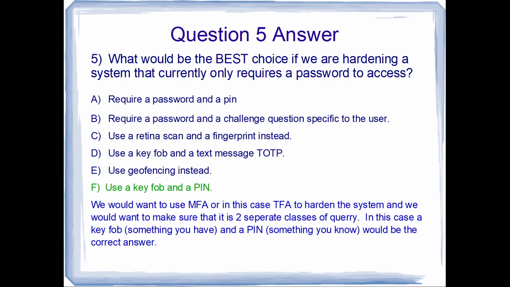We could use a retina scan and a fingerprint, but these are both things that I am. I could require a password and a PIN, but these are both things I know. A password and a challenge question specific to the user, again, things I know. A key fob and a text message, well, I have the key fob and I have my phone. That doesn't do anything. Geofencing, it just says, yep, you're here. Just let them in. Someone's here. So clearly, our best choice here would be using a key fob and a PIN.